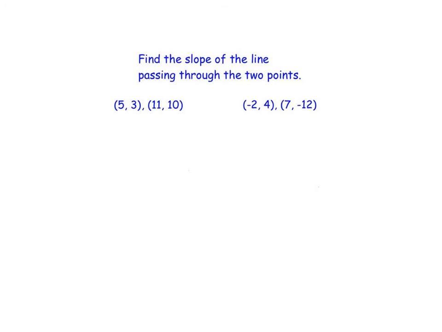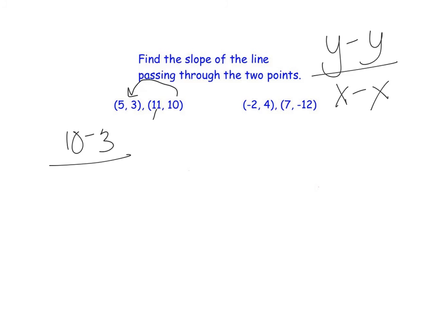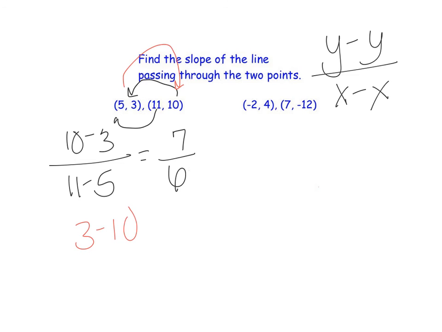Now, let's try just using the formula. Y minus y and x minus x. So, in number 1, let's go in this order. Let's go 10 minus 3, which means I have to go 11 minus 5. The slope of this line would be 7 over 6. If you want, you can go in the other direction. Here's what I mean by that. Let's go 3 minus 10 and 5 minus 11.